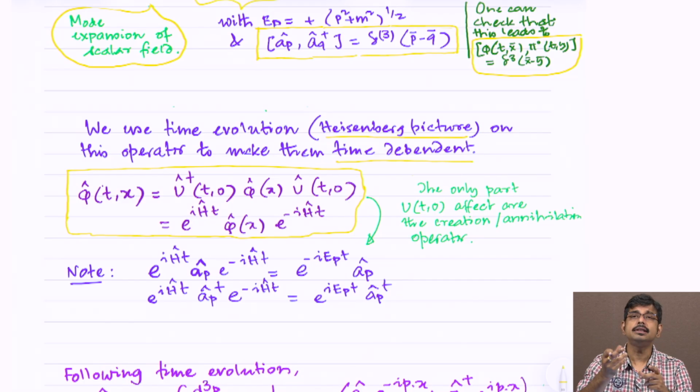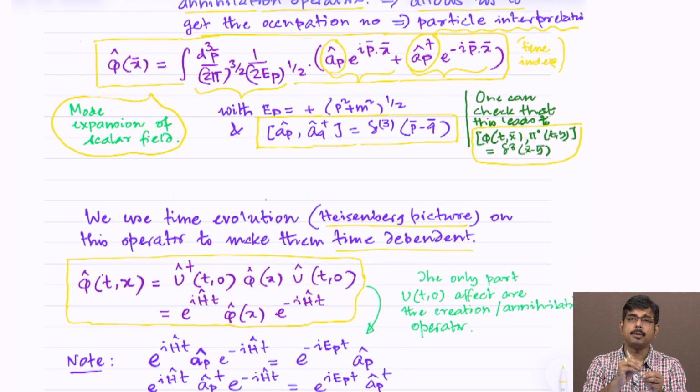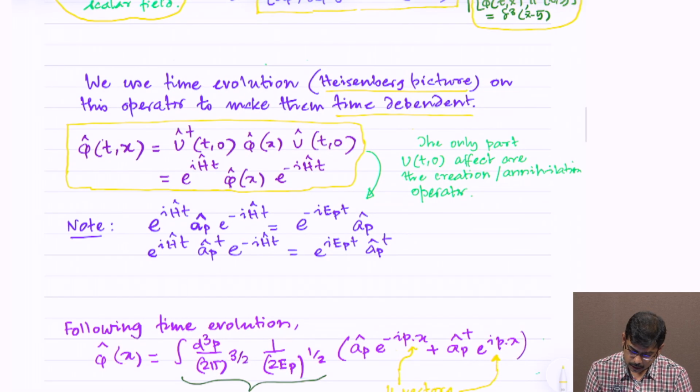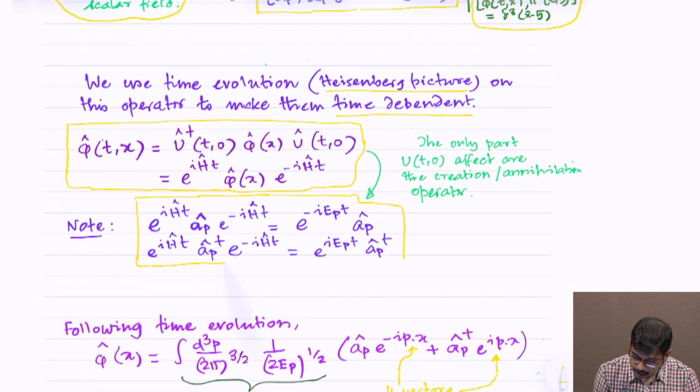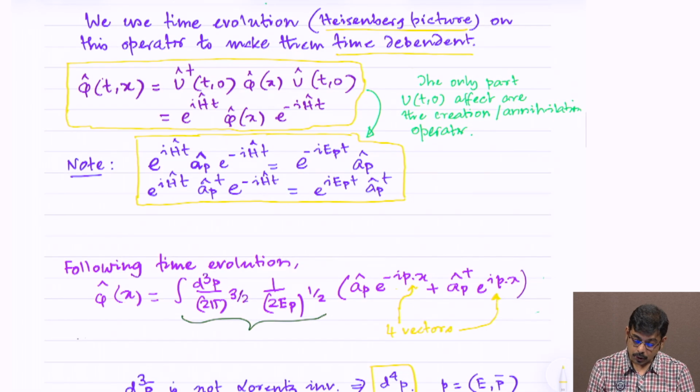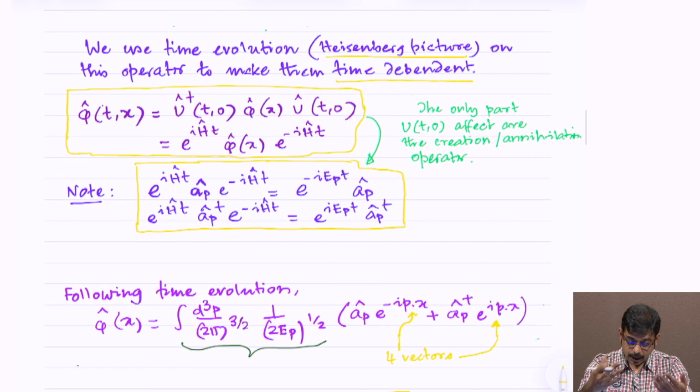Now, the point is where exactly this e^(iHt) operator will act on φ(x). Remember that φ(x) has been expanded in terms of the creation and annihilation operators a_p and a_p†. a_p carries the part of the outgoing wave, and a_p† carries the part of the incoming wave. The only part that U(t, 0) affects is the creation and annihilation operators, and one can show that e^(iHt) a_p e^(−iHt) is simply e^(−iE_p t) a_p, and on the other hand e^(iHt) a_p† e^(−iHt) is e^(iE_p t) a_p†. So this is how the time translation is going to affect them.